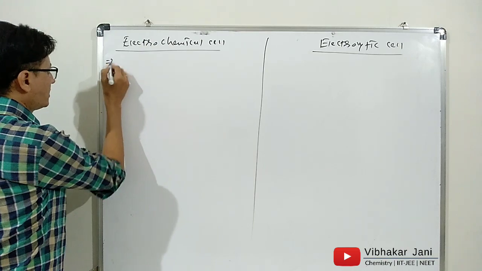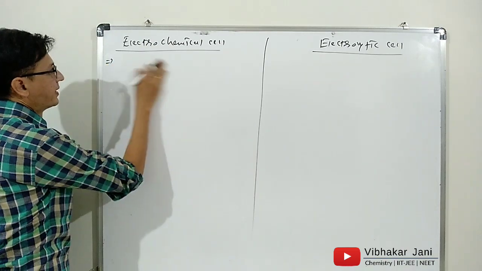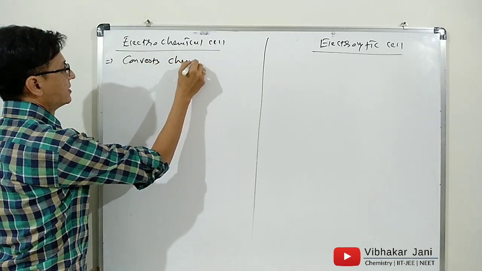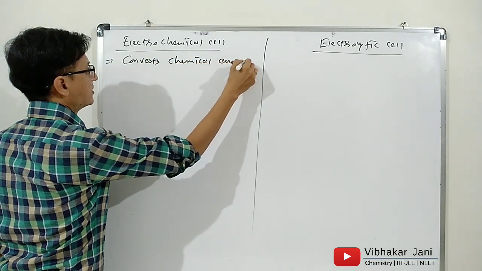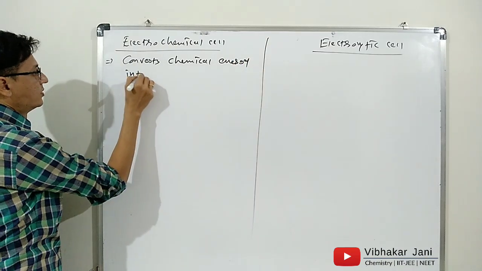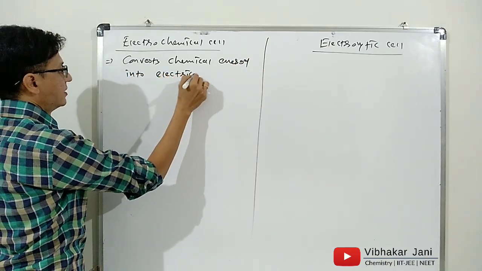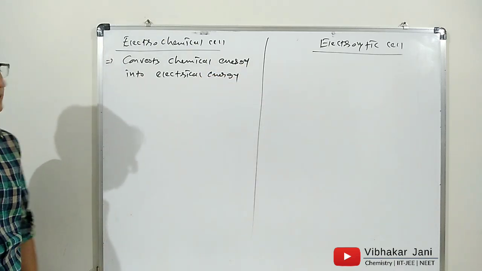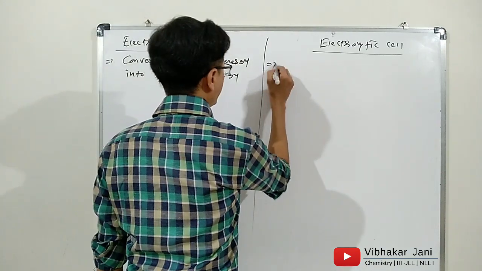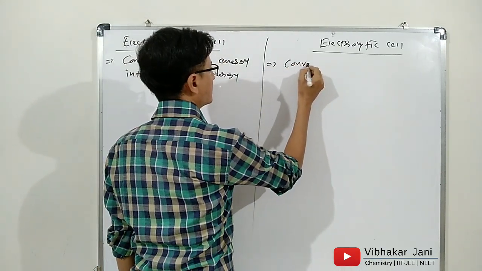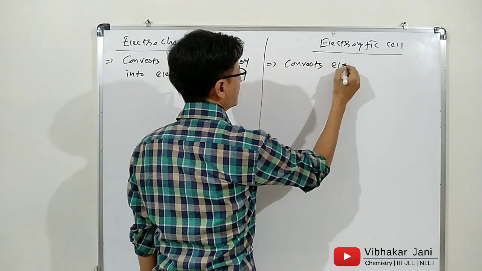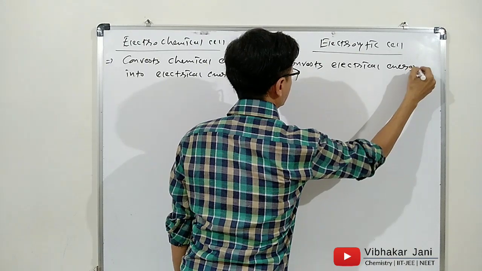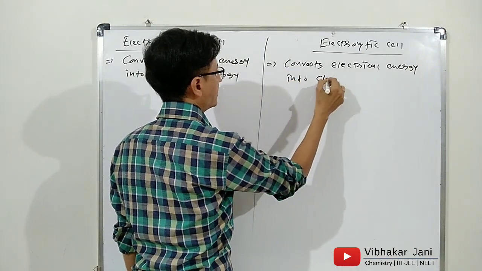Now let us define what is electrochemical cell. A cell that converts chemical energy into electrical energy is known as an electrochemical cell, while an electrolytic cell converts electrical energy into chemical energy.